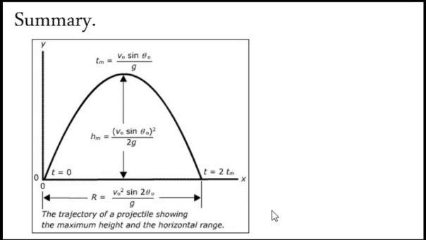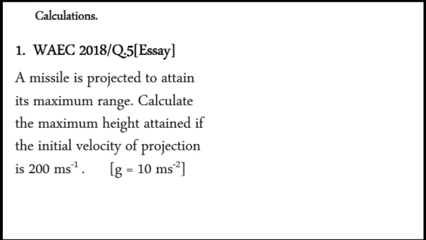And don't forget that at maximum height, V is equal to 0. And when the body is undergoing range, the vertical displacement is 0. At the beginning of projection, T is taken to be equal to 0. Alright. Now let's solve problems with these equations.